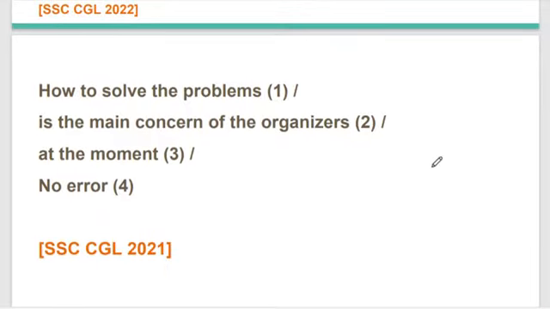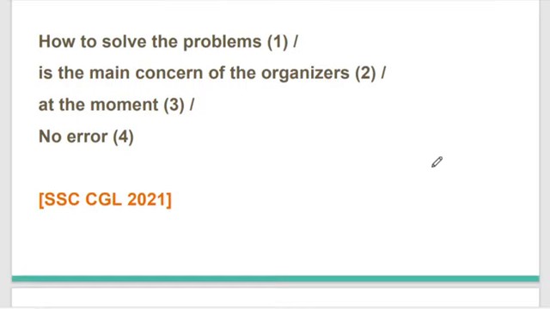How to solve the problems is the main concern of the organizers at the moment. SSC CGL 2021's question. Now this is a very easy and convenient question. Still, let me explain once more. How to solve the problems is the main concern of the organizers at the moment. It is very easy to find that the error is lying in part number 1. Now let me tell you why.